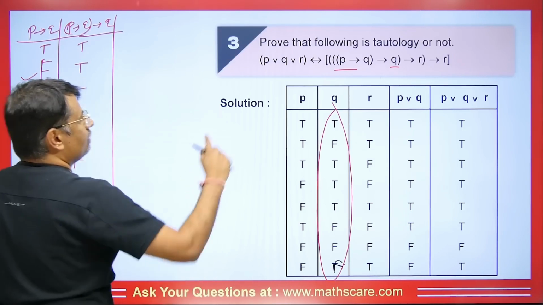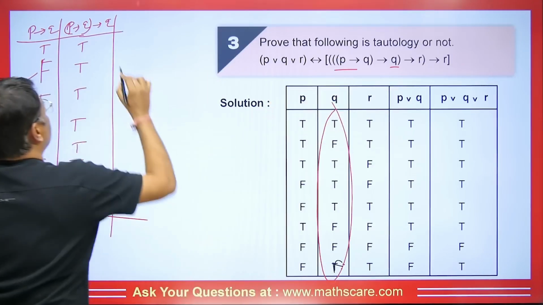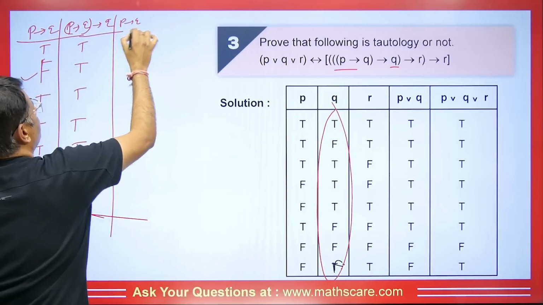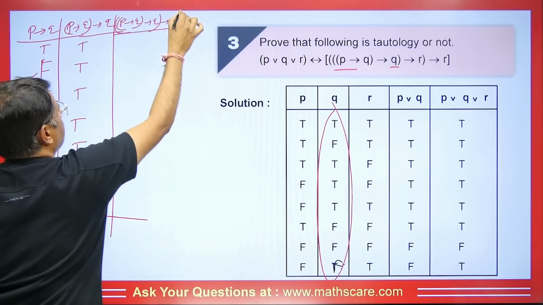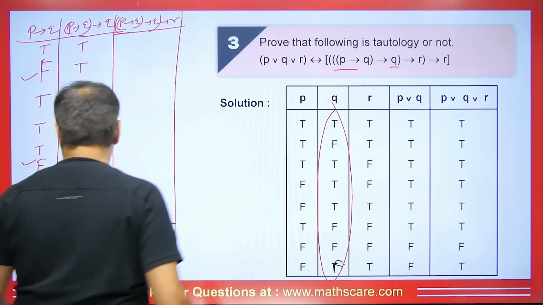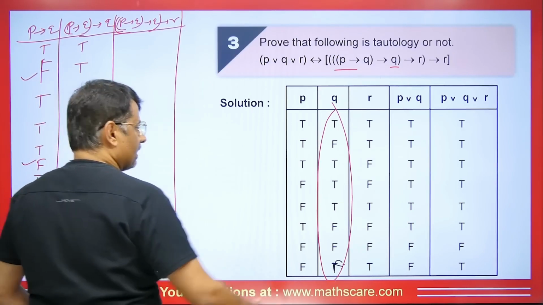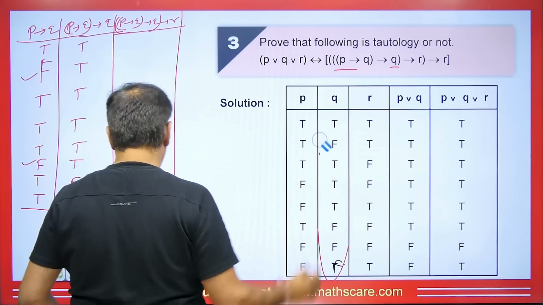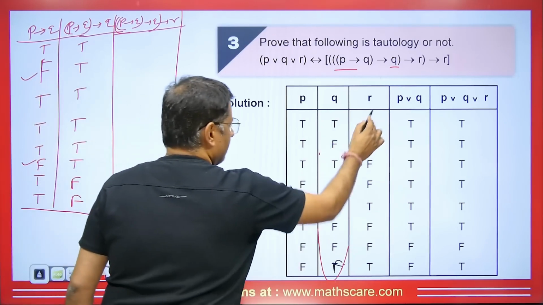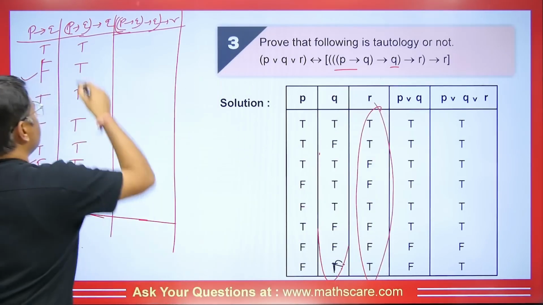Now tell me, what will we do next? Let's take it to R. So what will we have? It means we will have P implies Q, implies Q, implies R, right? We will take this. Is this clear to all of you? So please pay attention here. What are we getting here in this case? Here we are getting R, so am I right or not? So we will take this. So students, here we have R, and here as you can see, we will have this, right?